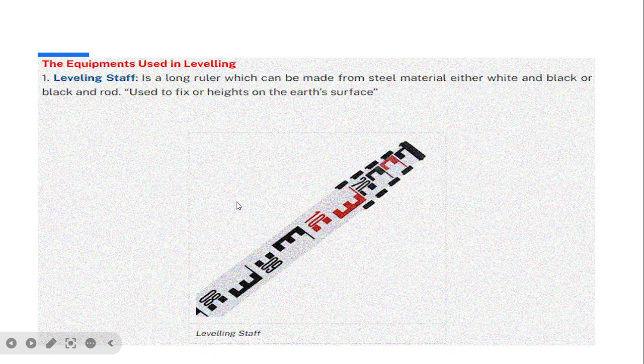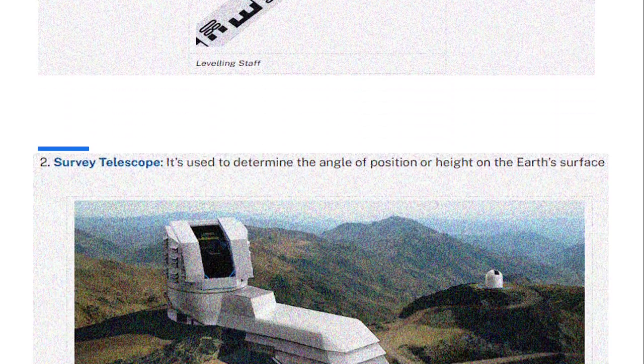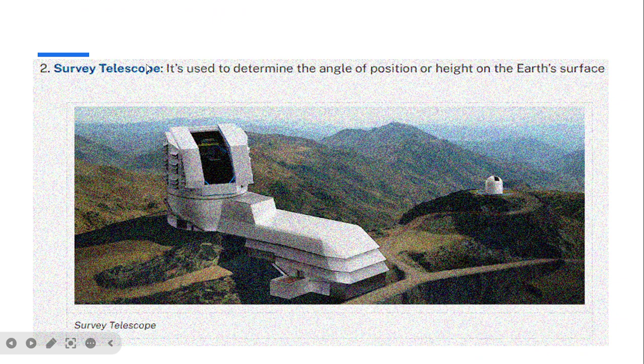It's a kind of long ruler which has measurements on it, and it can be made either from steel or any other material. It can be either white and black, or black and red. That's how the leveling staff looks, and it is used to fix or understand the heights of various points on the surface. I hope that's clear. So this is the first equipment, the leveling staff. Moving on, the other equipment is the survey telescope.